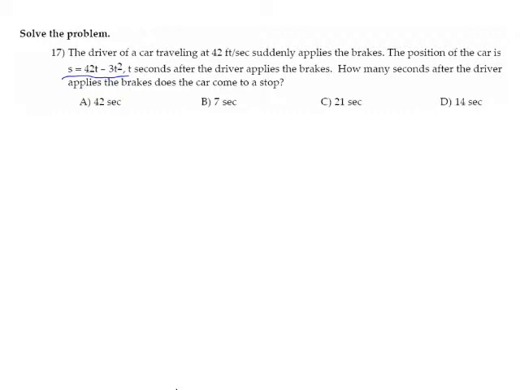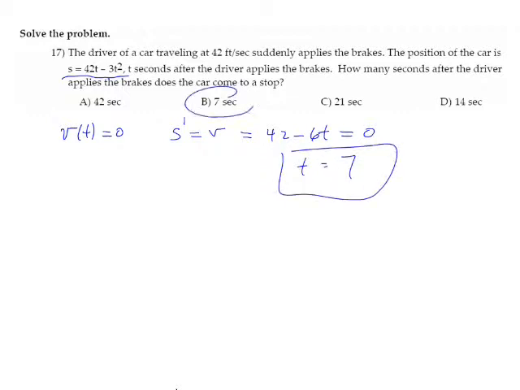Well, it comes to a stop when the velocity is equal to 0. That means that S prime, which is equal to velocity, equals 42 minus 6t equals 0. That means that t equals 7. So 7 seconds after he applies the brake, he comes to a stop.